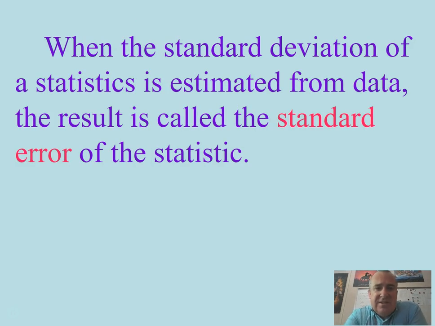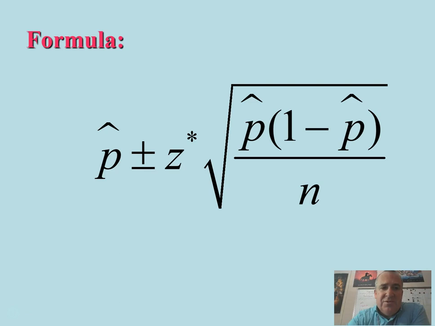When you're calculating a standard deviation of a statistic, when it's being estimated from data, the result is called the standard error. The standard error is the standard deviation of a statistic, which is basically the standard deviation of a sampling distribution. Here's the formula that we're going to use for that. So you're going to want to write this down. And let's break this into its different pieces.